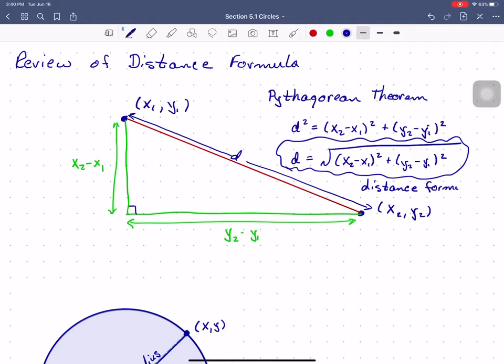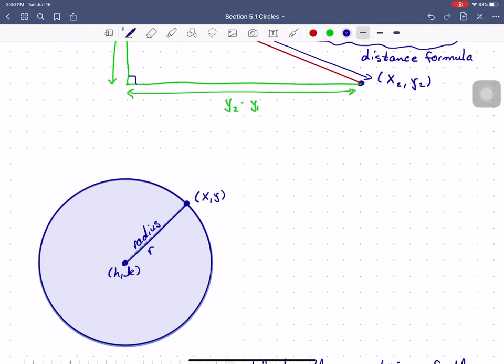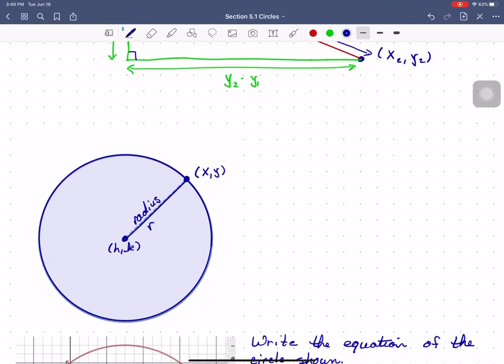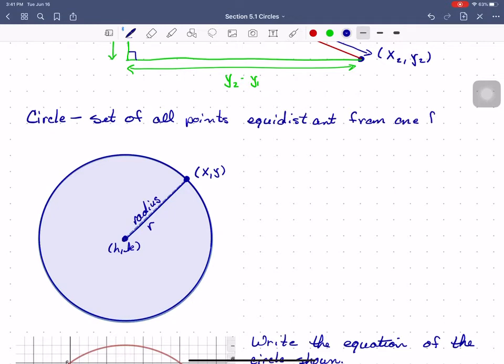Now, what in the heck does that have to do with circles? Well, it has to do with circles because if we think about what a circle is, the mathematical definition of a circle is the set of all points equidistant from one fixed point.